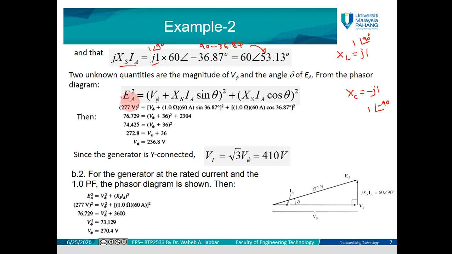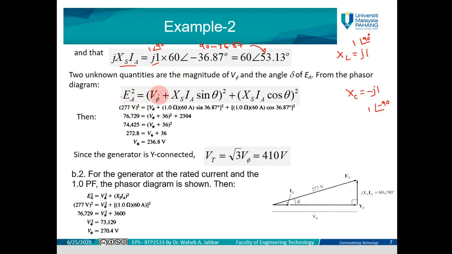Now we need to substitute the values. We have EA for the no load, already 277. We call it the internal voltage, and the internal voltage is fixed or constant for the generator, it does not change. The one that will change with the load is the value of V phase. In the case of no load, EA equals V phase, but in the case of load, V phase will be either lower or higher than EA.